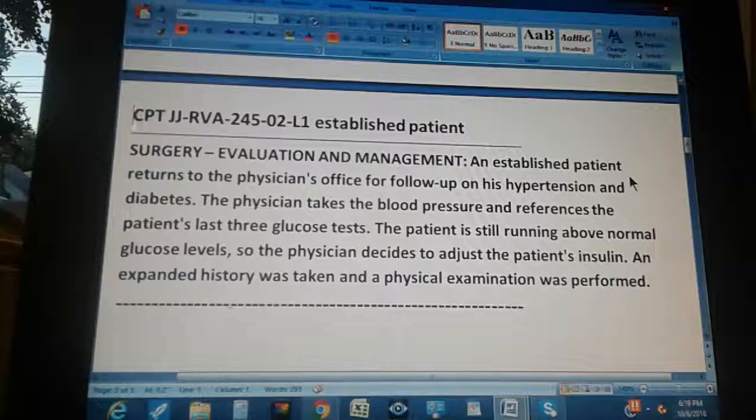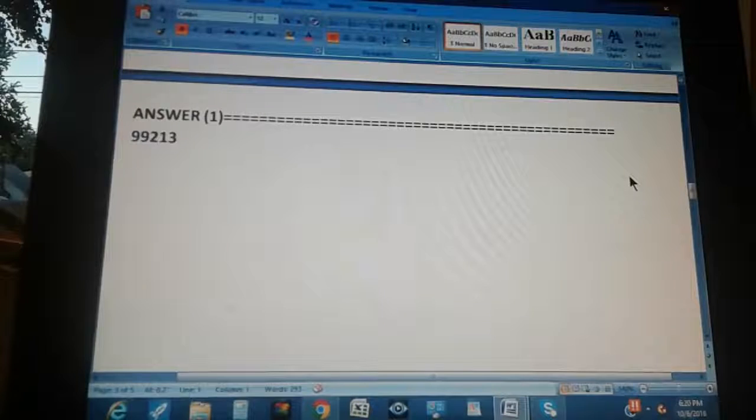You have to code the evaluation, which means the exam, the service that the doctor provides, and the management, and what was done, right? So we are going to count to 3, so you can pause the video and then give us the answer to this procedure. 1, 2, 3. Okay, the answer is 99213. All the E and M codes start with 99, right? 99213 is our case.